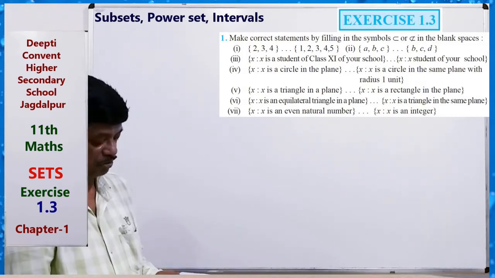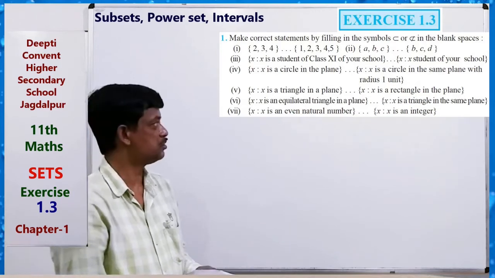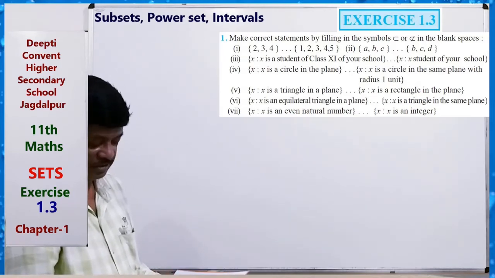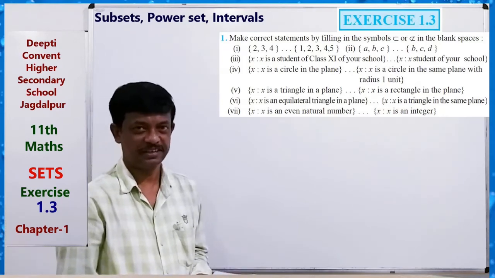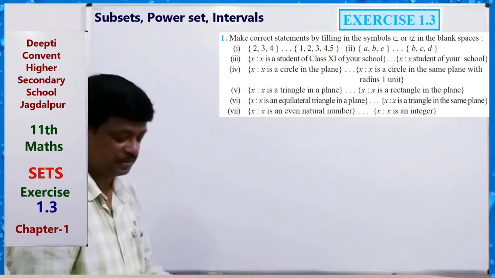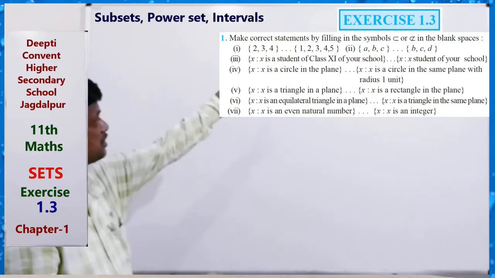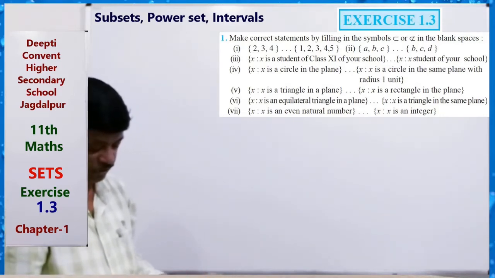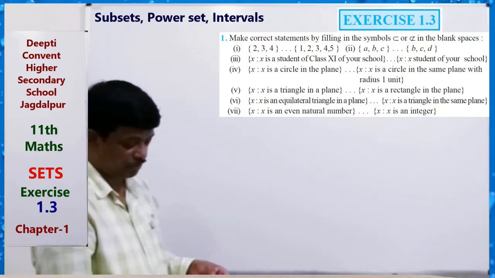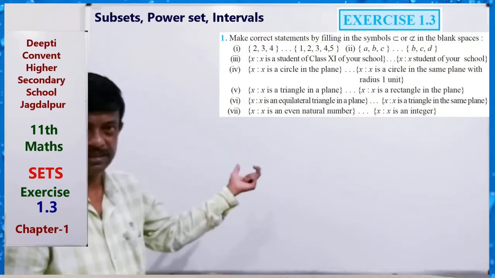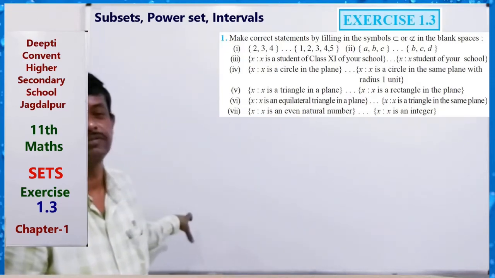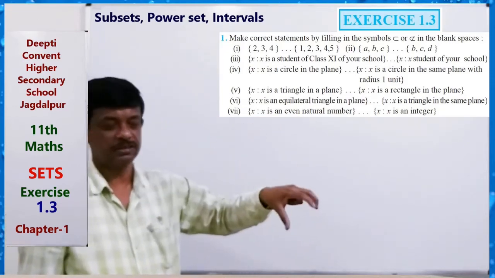Here first, 2, 3, 4 and 1, 2, 3, 4, 5. So 2, 3, 4 are also contained in the second set, so subset. Second, ABC and BCD: not subset. And the third question is: X is a student of class 11th of your school, and X is a student of your school. Subset. All the students and only students of 11th class; some of the students.